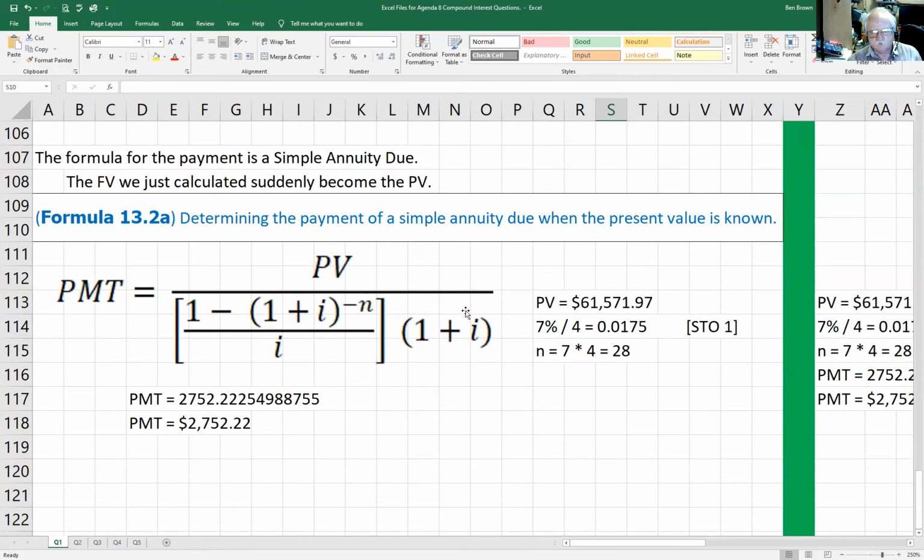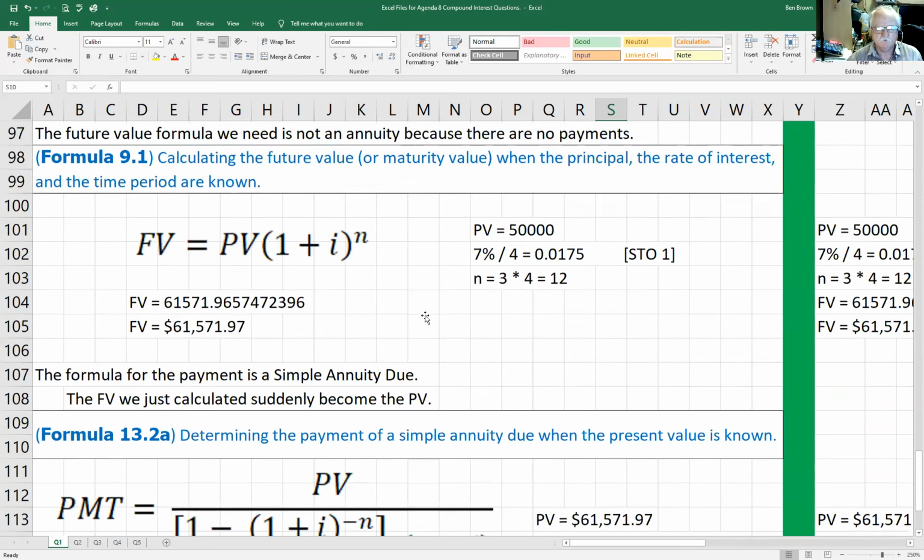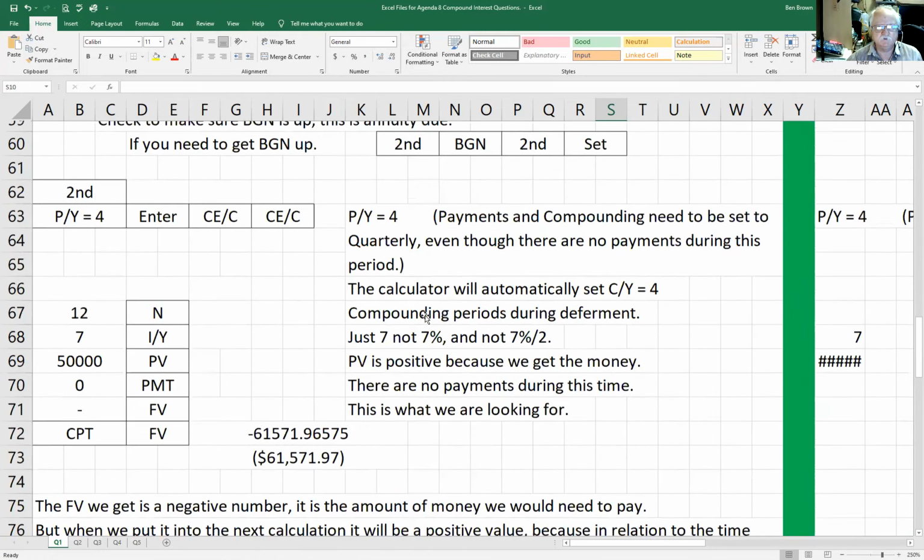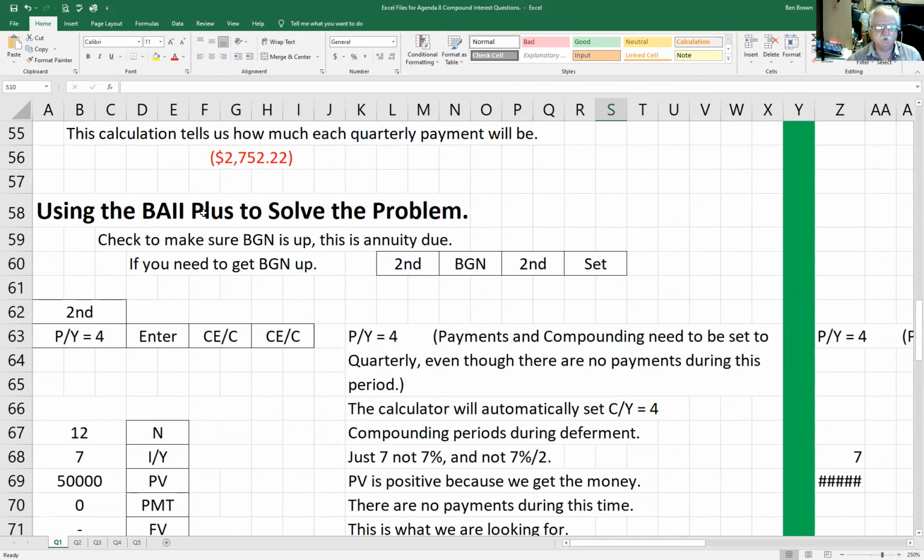And because it's an annuity due, we have this little term with the 1 plus I tacked on. And that accounts for the extra period of interest. When we're dealing with the BA2 Plus, because it's an annuity due, we have to make sure the little BGN is up. Once that BGN is up, it'll know that it's an annuity due.